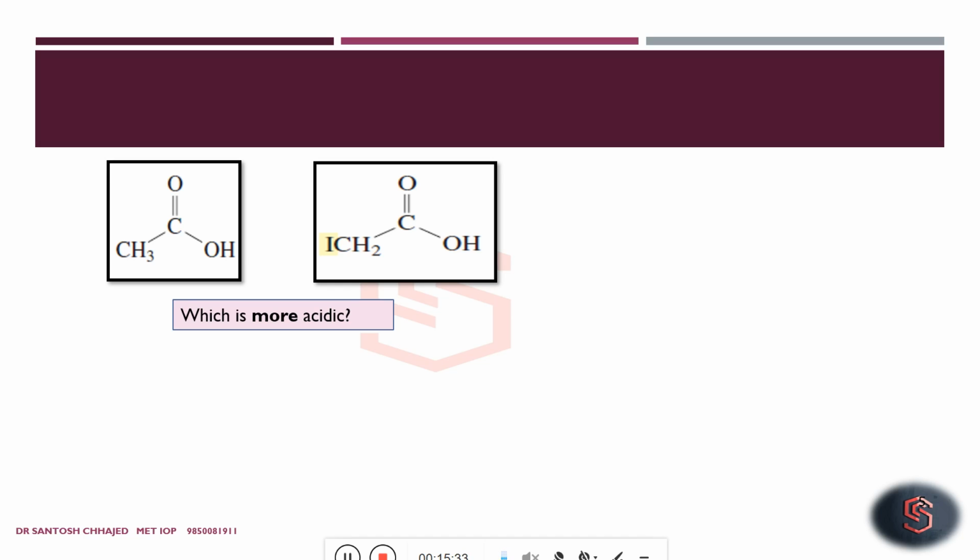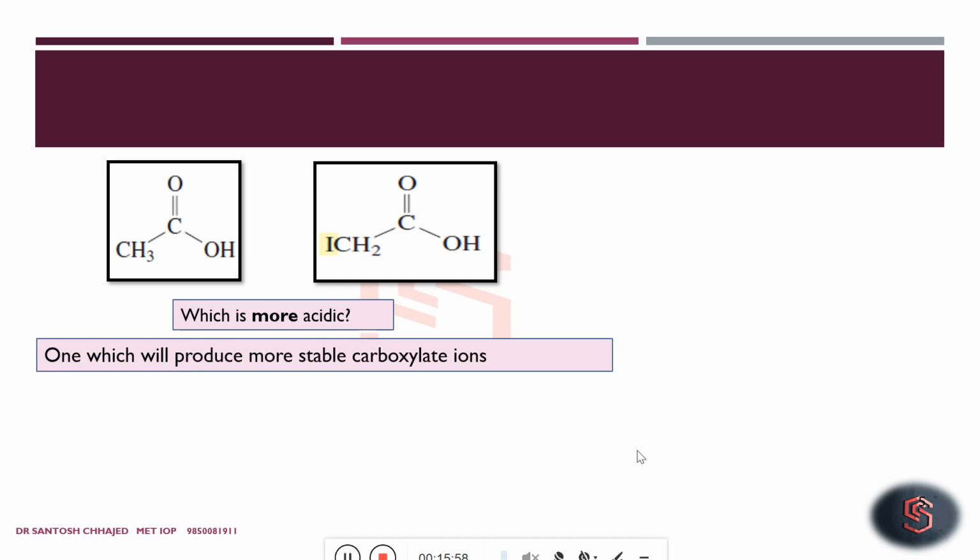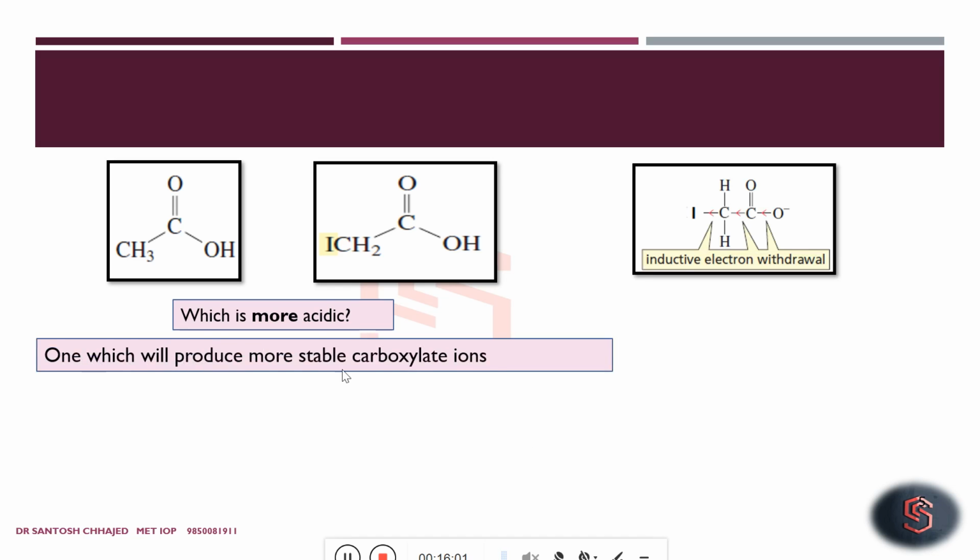Now this fast and slow donation of proton depends upon the stability of carboxylate ion. Any factor which will stabilize the carboxylate ion more will make that acid strong. Any factor which will destabilize the carboxylate ion will make that acid less acidic or a weak acid. So in this case, the one which will produce more stable carboxylate ion will be a strong acid. We will learn the fact that inductive effect operates through chain.